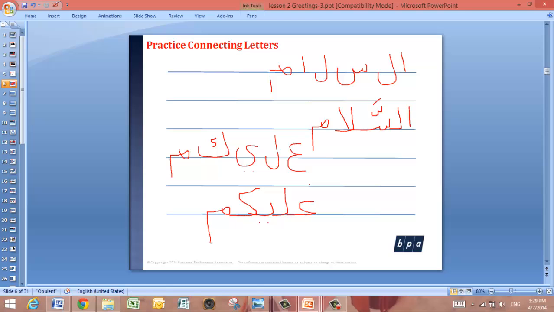The ain has a fatha on it. The lam had a fatha on it. The ya has a sukoon, which is a little circle. And the kaf has a dhamma, which is like a little waw. And the meme had nothing on it. So you saw how I connected these letters in these two words.